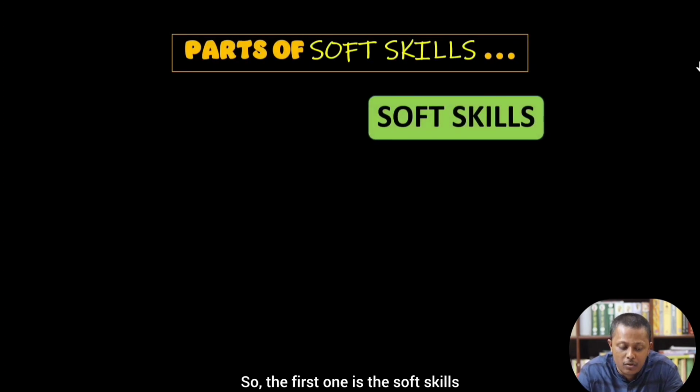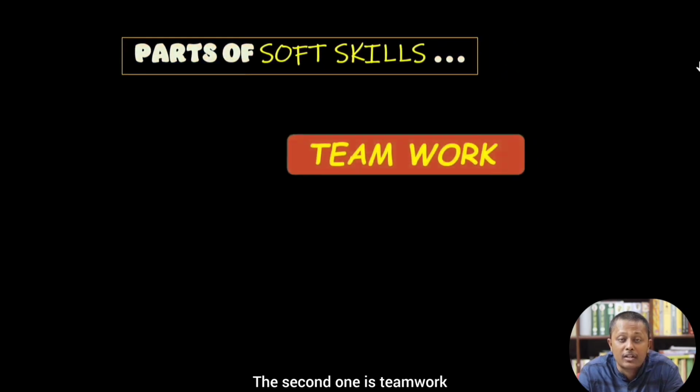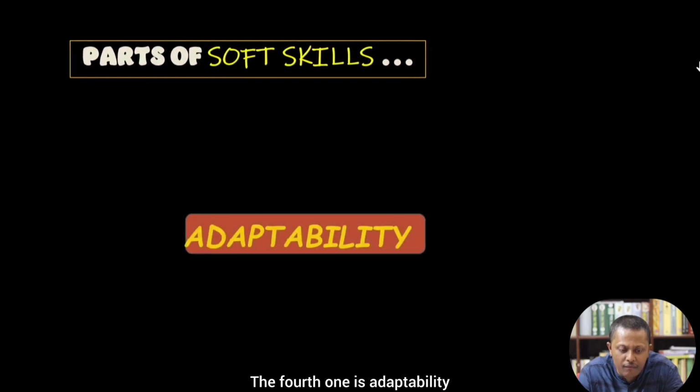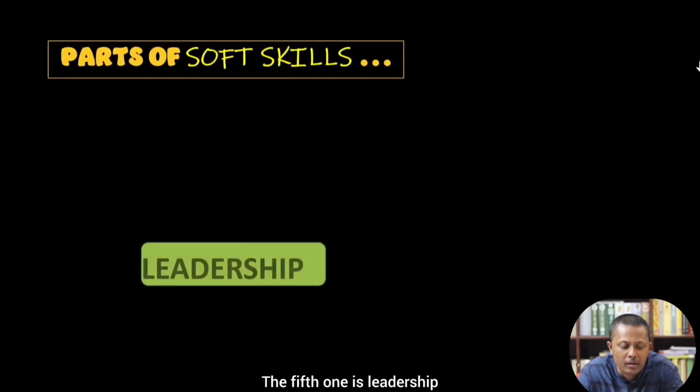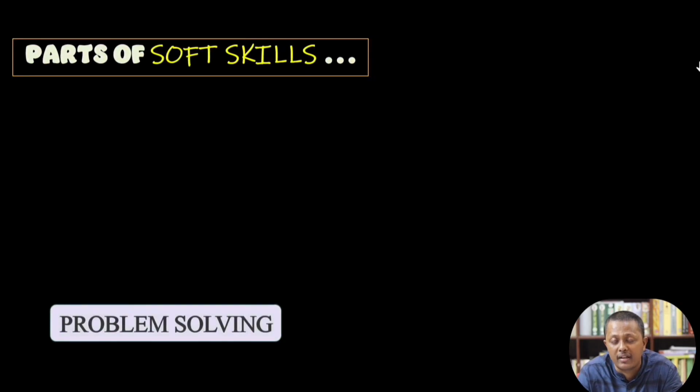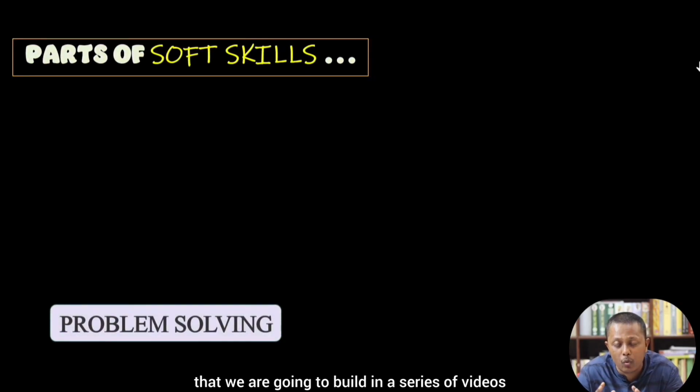The first one is soft skills. The second one is teamwork. The third one is emotional intelligence. The fourth one is adaptability. The fifth one is leadership. And the sixth one is problem solving. So these are the six parts that we are going to deal with in a series of videos.